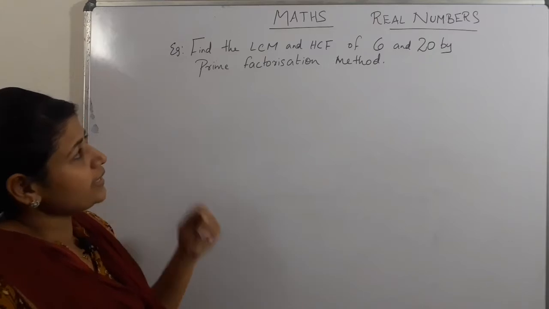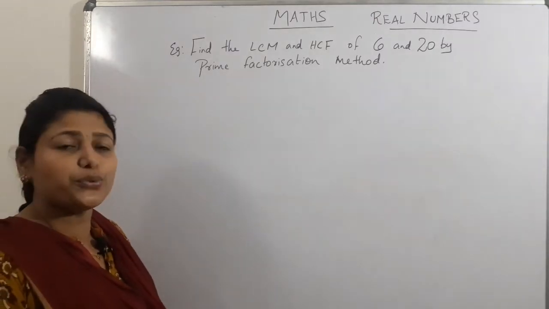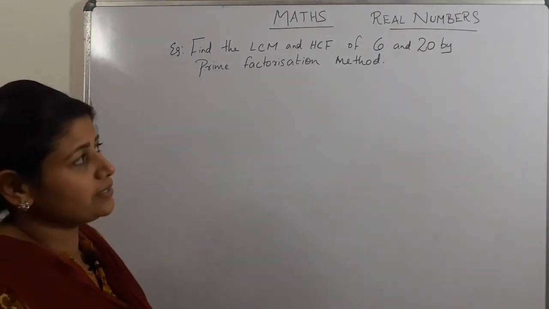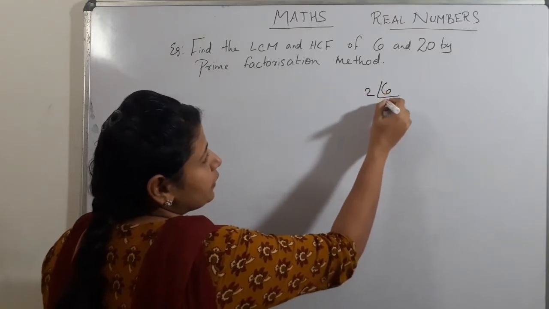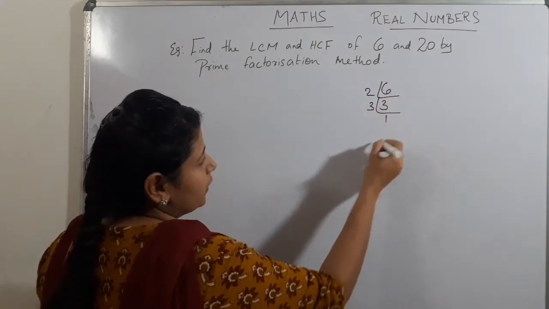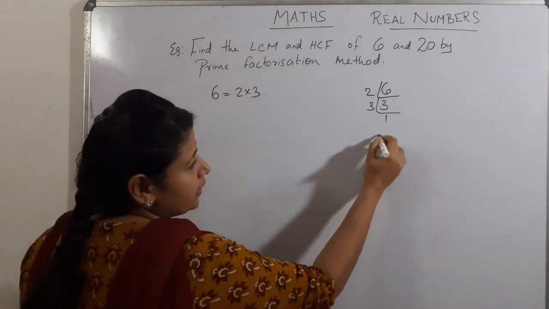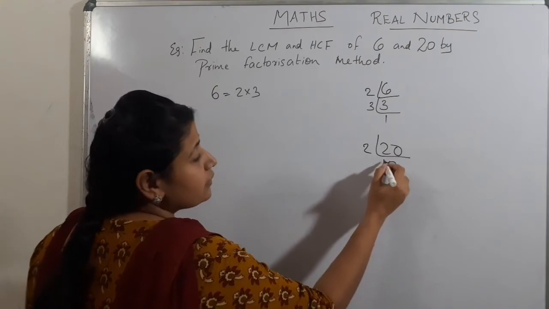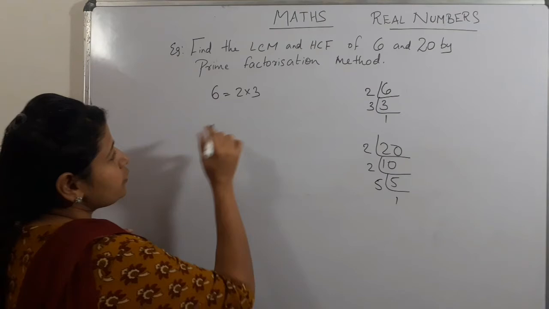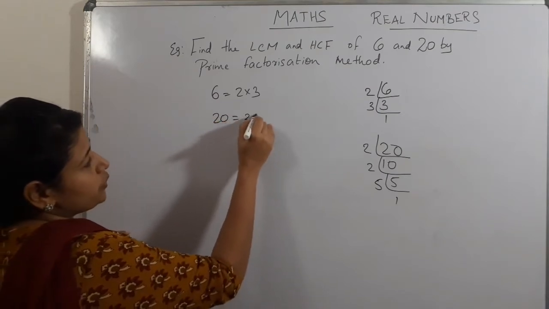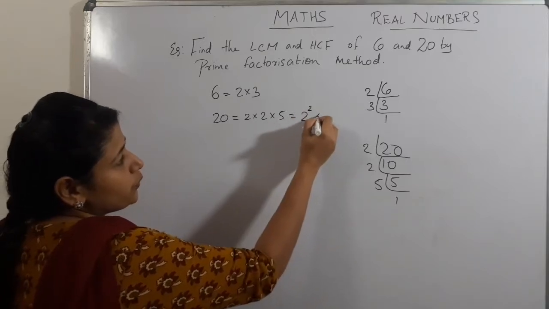Next question. Find the LCM and HCF of 6 and 20 by the prime factorization method. You know how to prime factorize 6 and 20. I will do it like this. 6 divided by 2 you get 3. 3 divided by 3 gives 1. So 6 can be written as 2 into 3. And also 20: 2, 10. Then again 2, 5. Then 5, 1. So 20 is 2 into 2 into 5. This can also be written as 2 raised to 2 into 5.